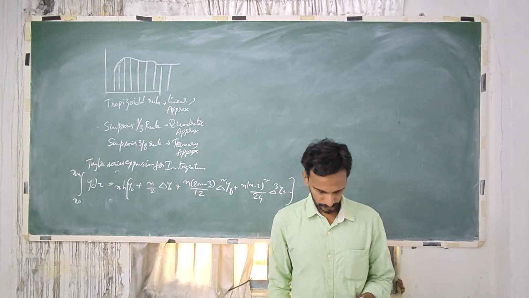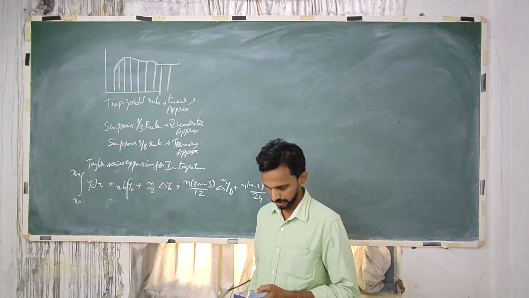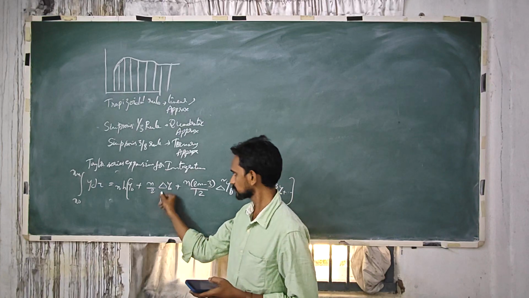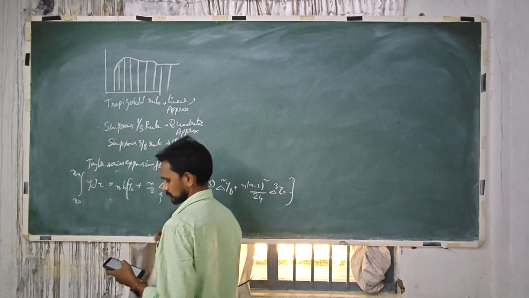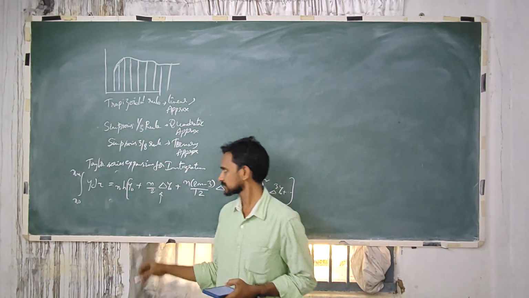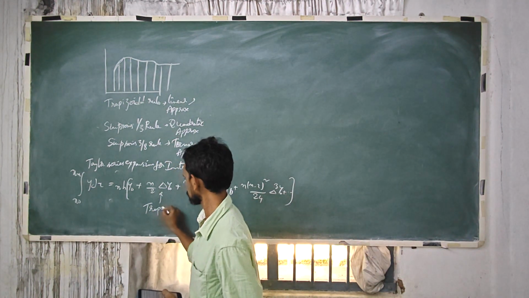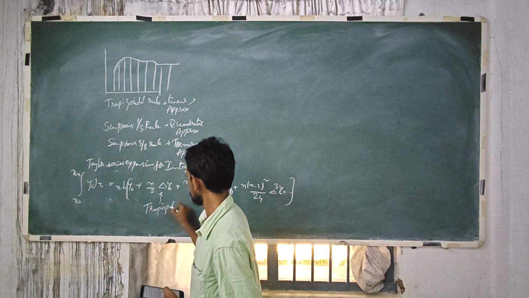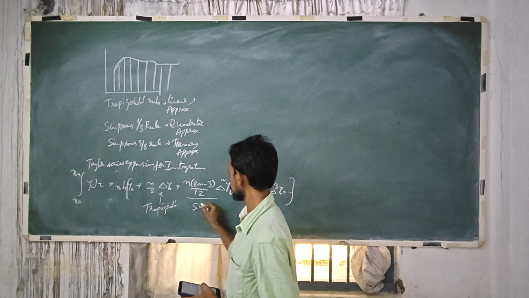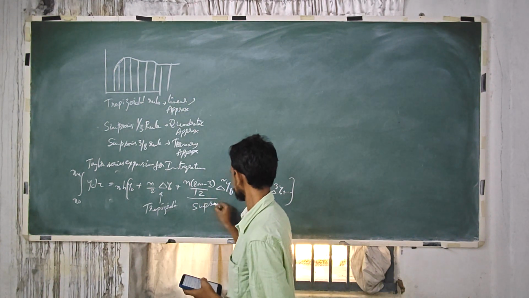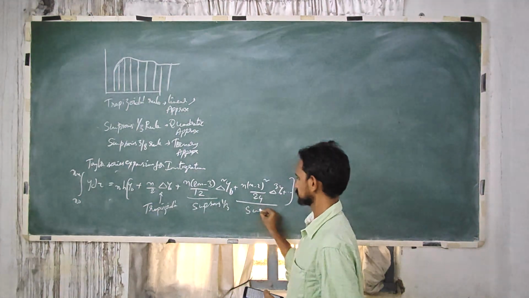This is a general term, and if you consider only the first term, you will get the trapezoidal rule. So in the Taylor series expansion, if you consider only the first term, you will get the trapezoidal rule. And if you consider up to the second term, you will get Simpson 1/3. If you consider the next term also, you'll get Simpson 3/8.